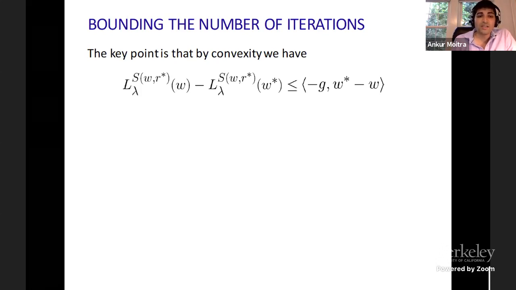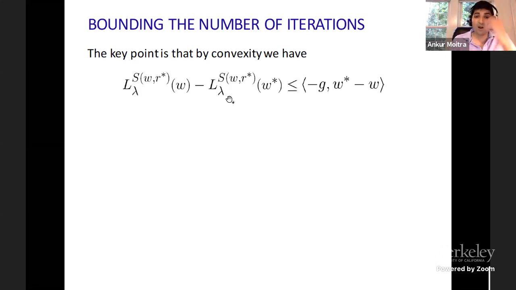So what does it mean when the max player has found an R star where our leaky relu loss on that slab is much larger than the optimal thing, W star? Well, when this left-hand side is actually quite large, then the fact that the leaky relu loss is convex means that there's a lower bound on the inner product between the negative of the gradient and the direction that points from W to W star.